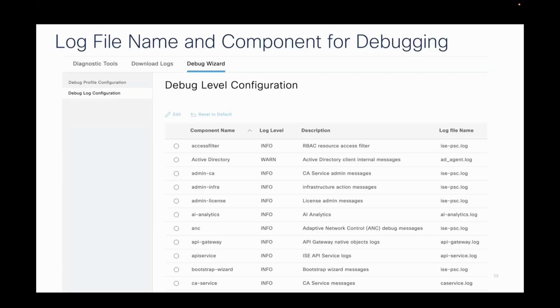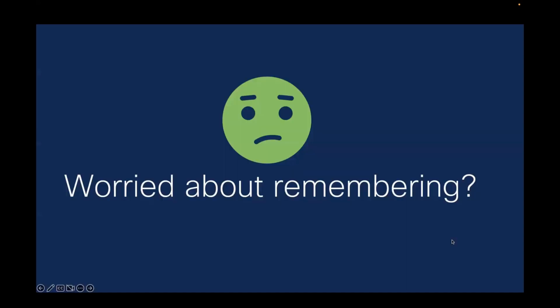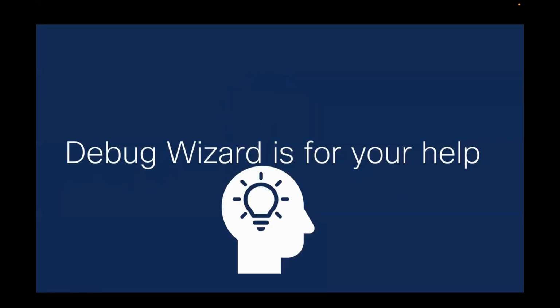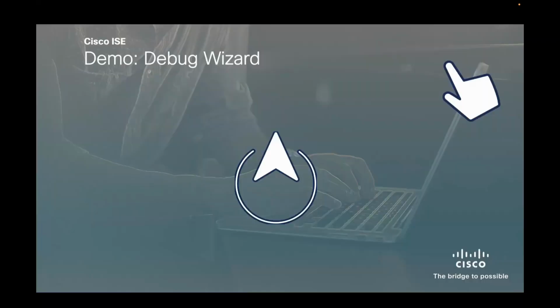Now, if you look at the components available, there are so many components and log files associated with them. If you're trying to troubleshoot Active Directory, it's going to be written into the AD_agent log. If you're trying to troubleshoot a CA service, it's going to be in the CA service.log. Then it brings up the question, how do I remember all these components? How do I remember all these log file names? Don't worry about it. The debug wizard is going to be helpful for you. What exactly is the debug wizard?